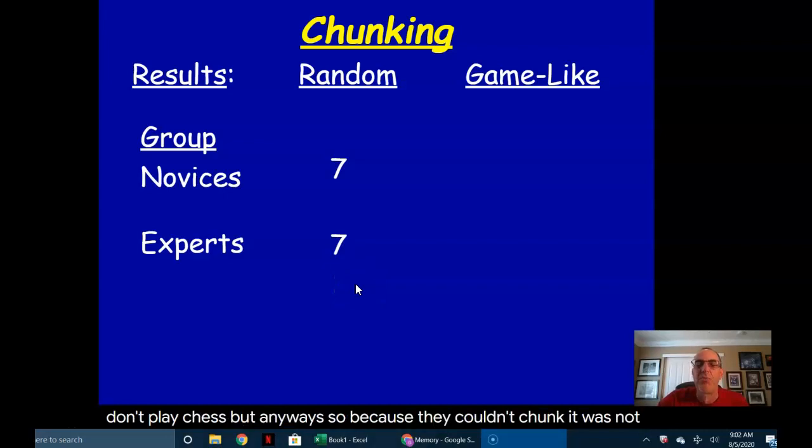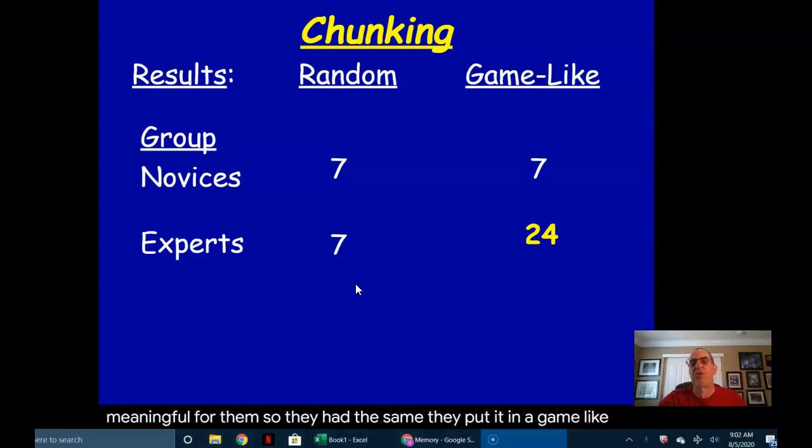So they had the same recall. So then what they did next is they put it in a game-like situation. So now the pieces are where they were supposed to be. It was actually like a real game. Once again, whether it's in a game or random position, doesn't matter to the novices. They still can only remember 7. But now the experts could chunk the information, and then they could remember all 24 pieces.